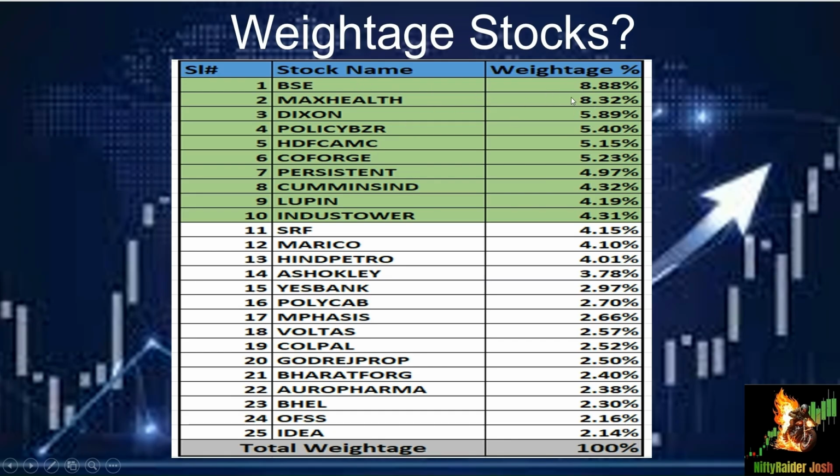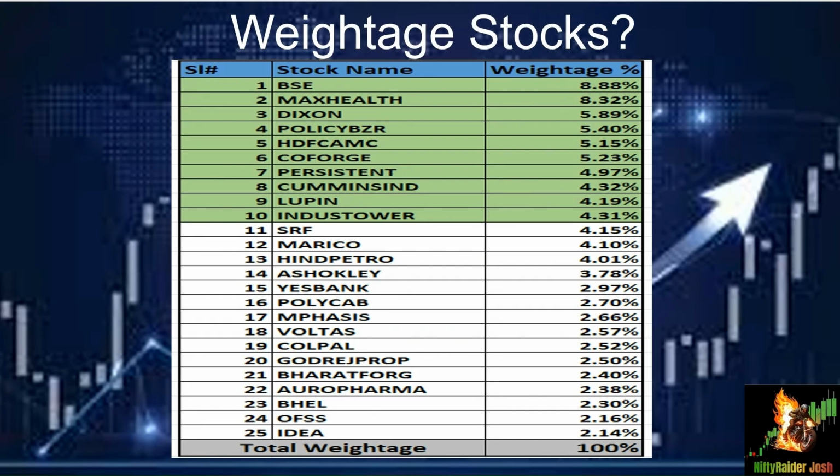If any of the heavyweight stocks like BSE is going down, there is no point in taking a long position. BSE, Max Health, Dixon, if these stocks are going down, there is no point in making any long positions in midcap. Similarly, if any of these stocks are going up, then there is no point in shorting this index as well. I hope you guys understood.